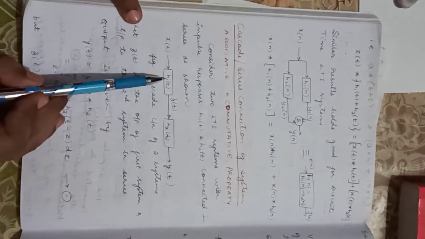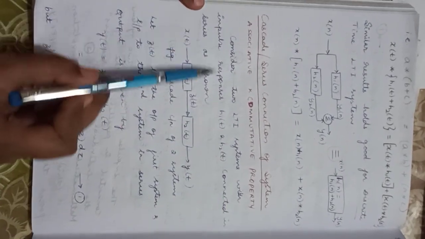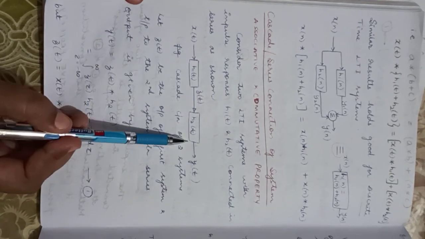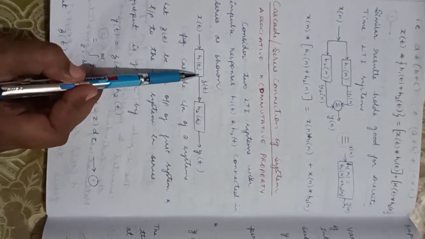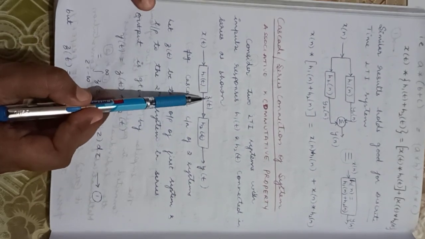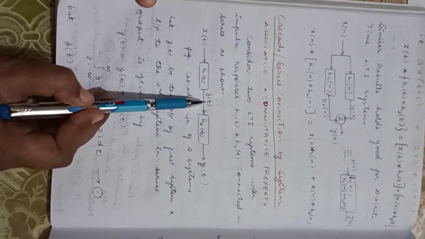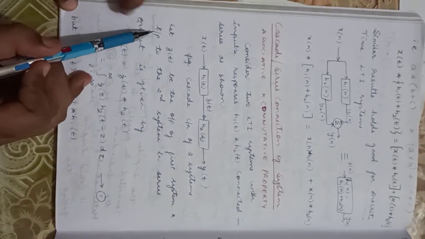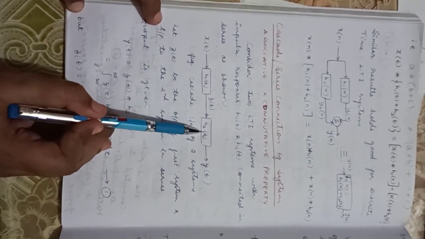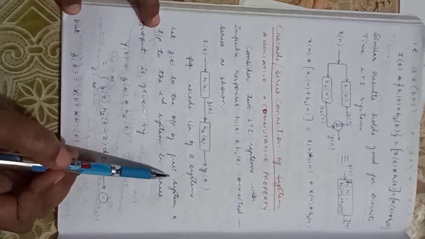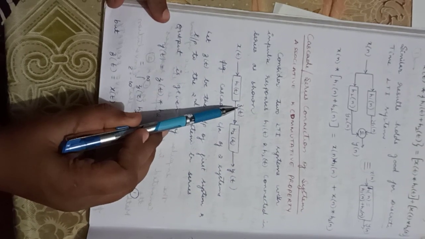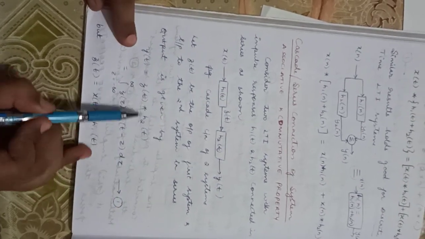See, the cascade or series connection of systems. Here I have taken two LTI systems with impulse responses h1 of t and h2 of t connected in series. The intermediate output, that is the output of the first LTI system, we name as z of t. Z of t is the output of the first system and it acts as the input to the second LTI system in the series. So the output y of t is given by z of t convolution h2 of t.